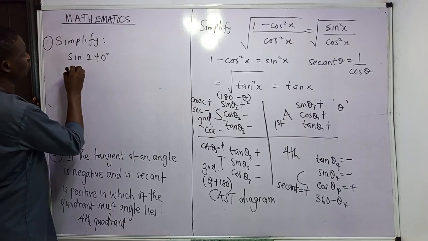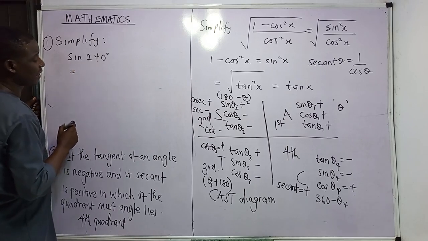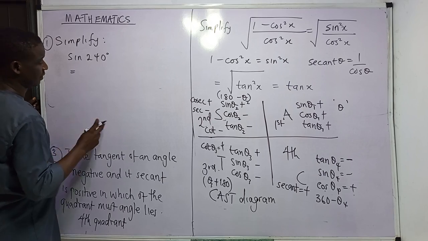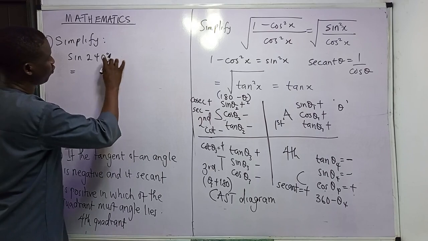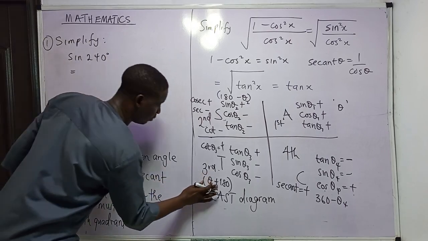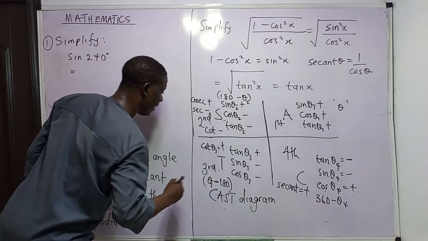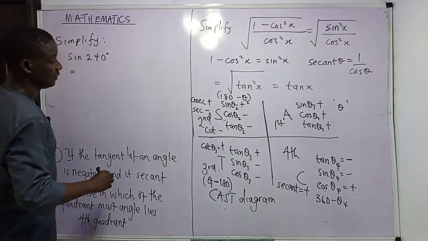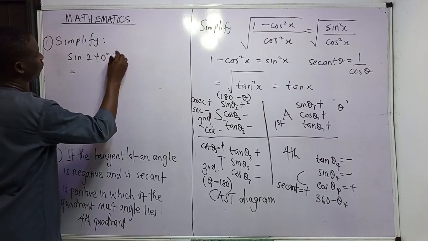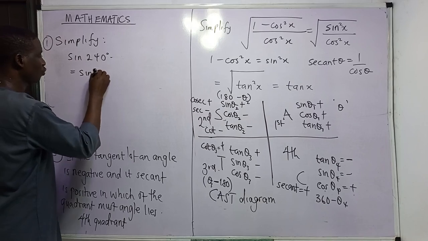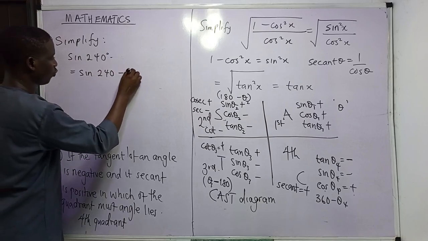Now, do you know that whatever angle I'm giving, this 240 is the same thing as what? Just remove 180 from it. Okay, let me remove 180, sorry. Minus 180. So sine 240 minus 180.